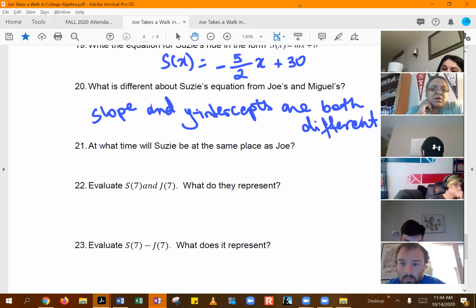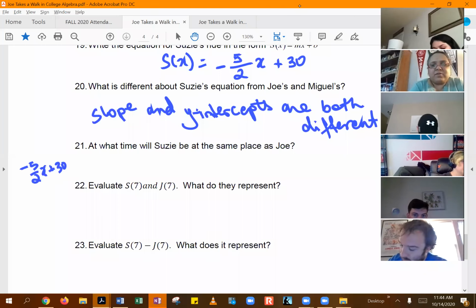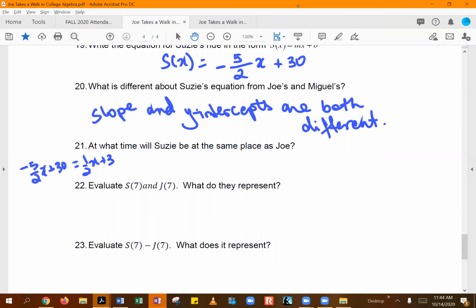by setting them equal to each other, you're basically figuring out the same place they are at. So we've got Susie as -5/2 x plus 30, and Joe was +1/2 x plus 3. So if you set those two equations equal to each other, I would basically go ahead and subtract 3 on both sides. Maybe we'll do that over here. -5/2 x plus 30 is equal to 1/2 x plus 3.